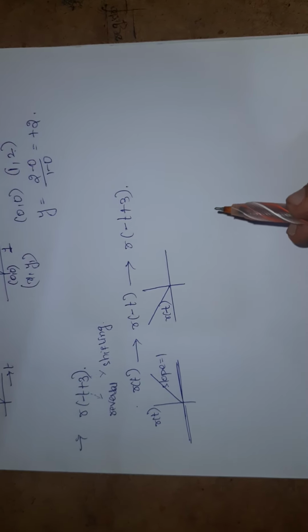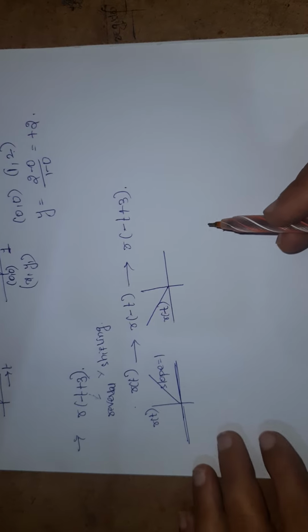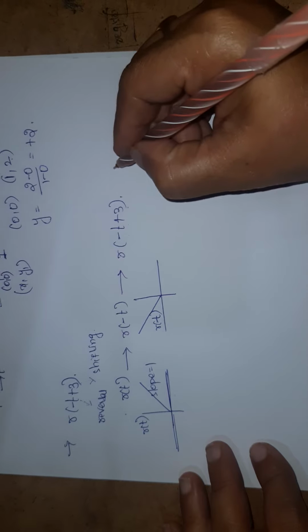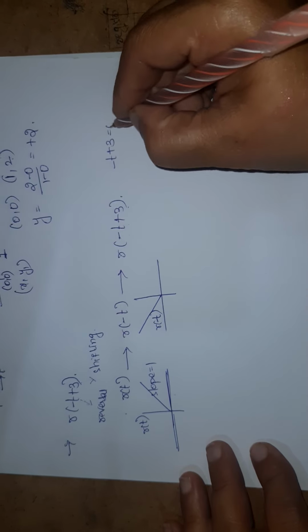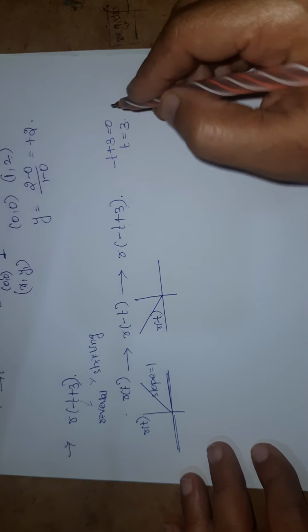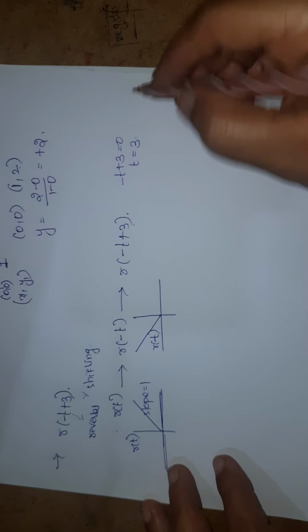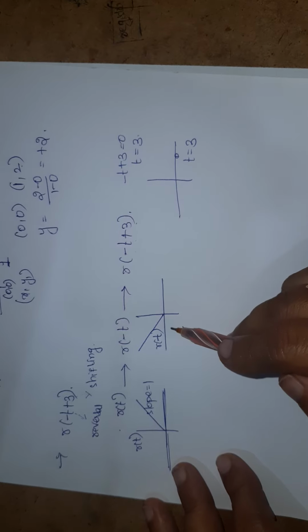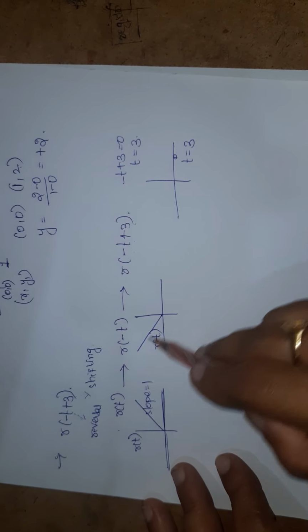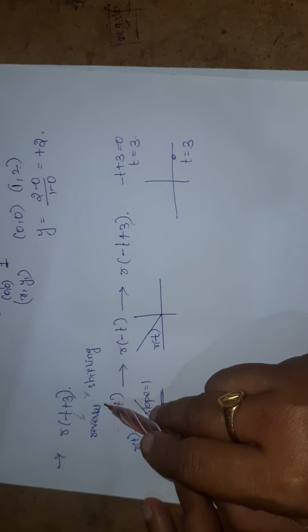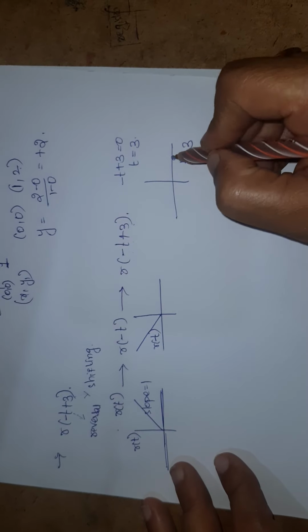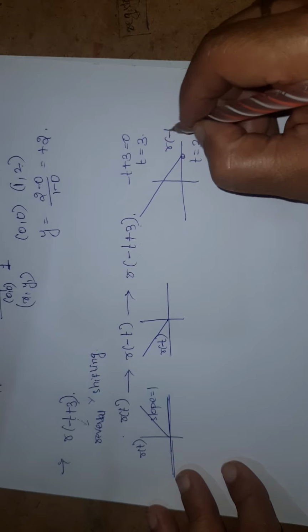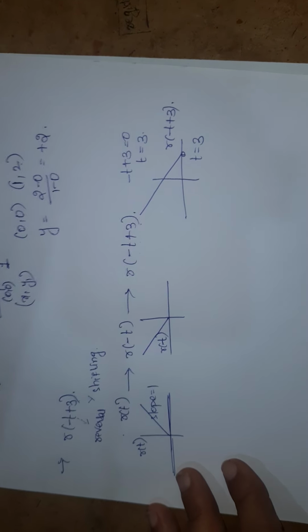Next, r of minus t plus 3. So minus t plus 3 equal to 0, so t is equal to 3. So positive 3. So this is plus 3 and the signal flows towards the negative side only, like this I will have the signal. So this is r of minus t plus 3, I am saying.